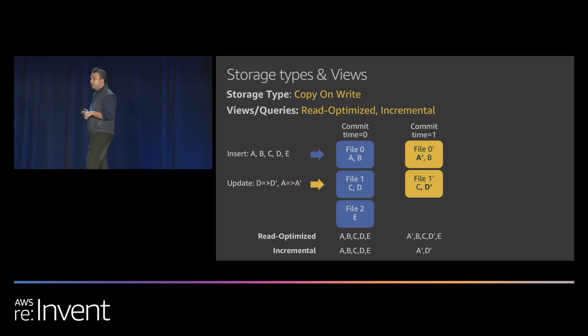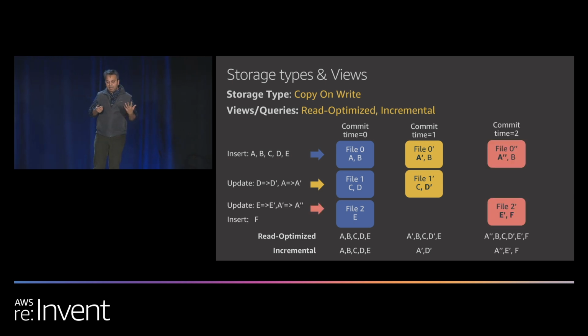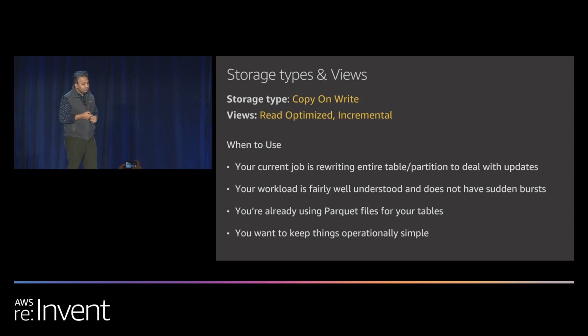So if you query the read optimized view, you will get A dash, the updated data set, B, C, D dash, and E. And if you query the incremental view, it'll only give you the incremental data sets. So as and when more data comes in, the incremental views and the read optimized views work exactly the same way. When do you use it?